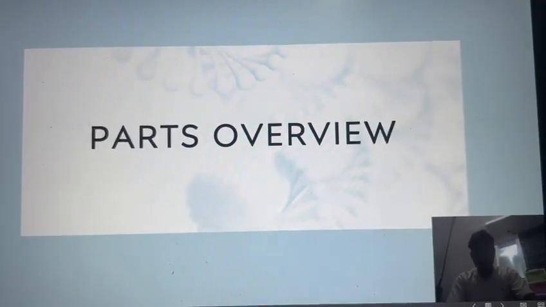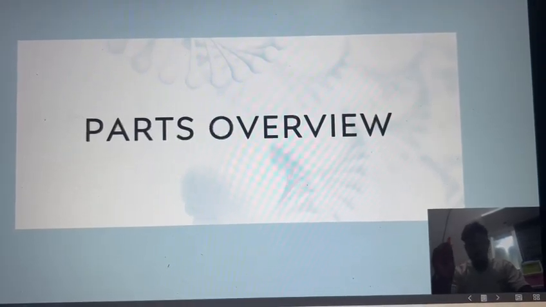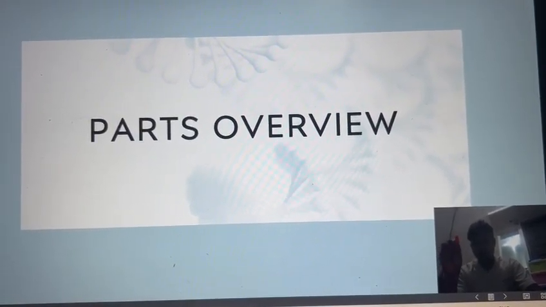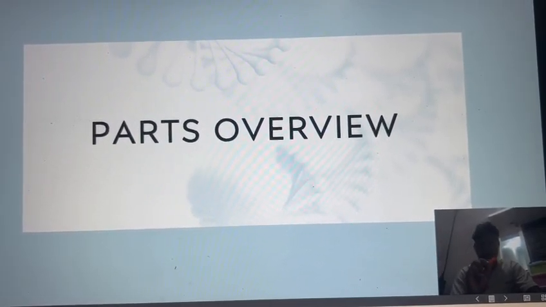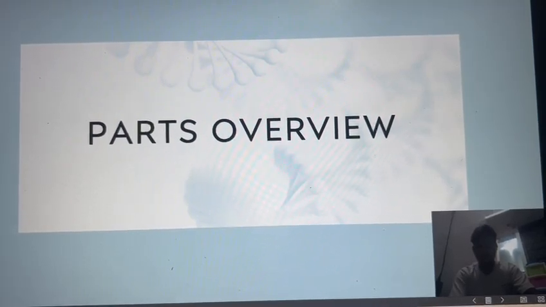The next slide is the part overview. Part overview means, for the belt supported design, its users, conditions and applications, and an introduction to the small parts in the belt supported design.